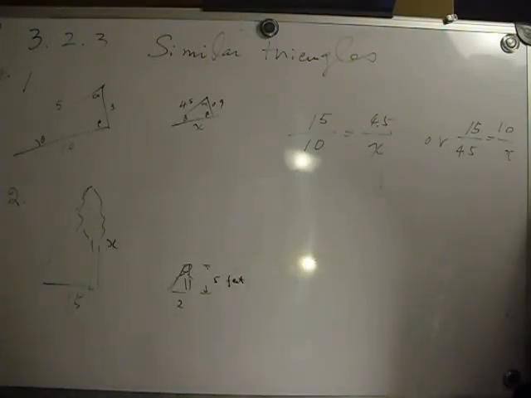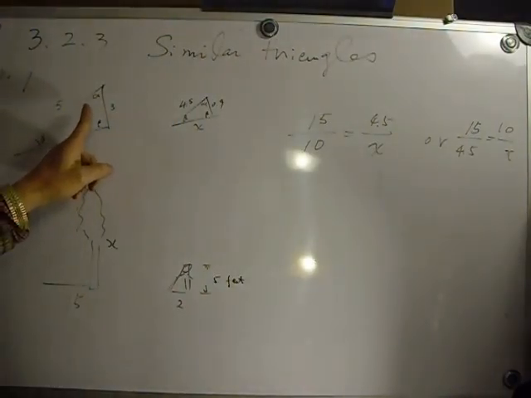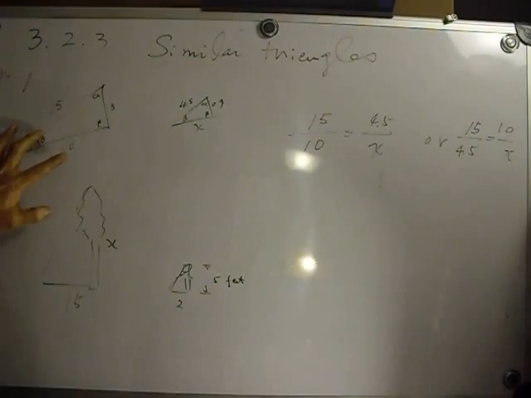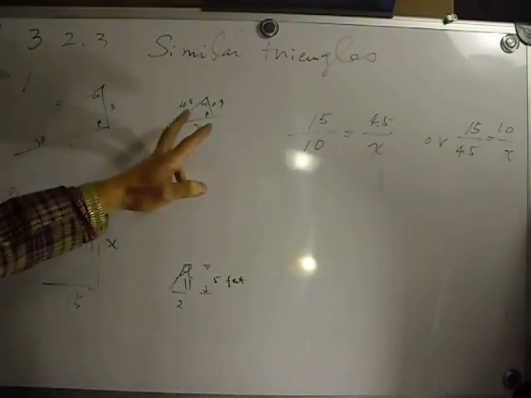Okay, here we are in an application problem 3.23, similar triangle. Here I have two examples. If that's a similar triangle, all the corresponding angles should be the same angle.